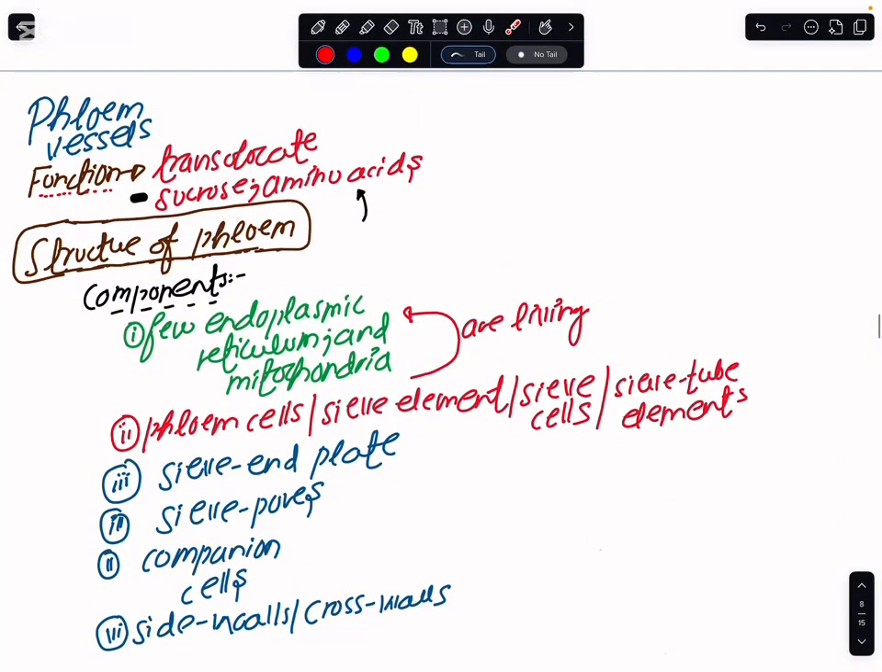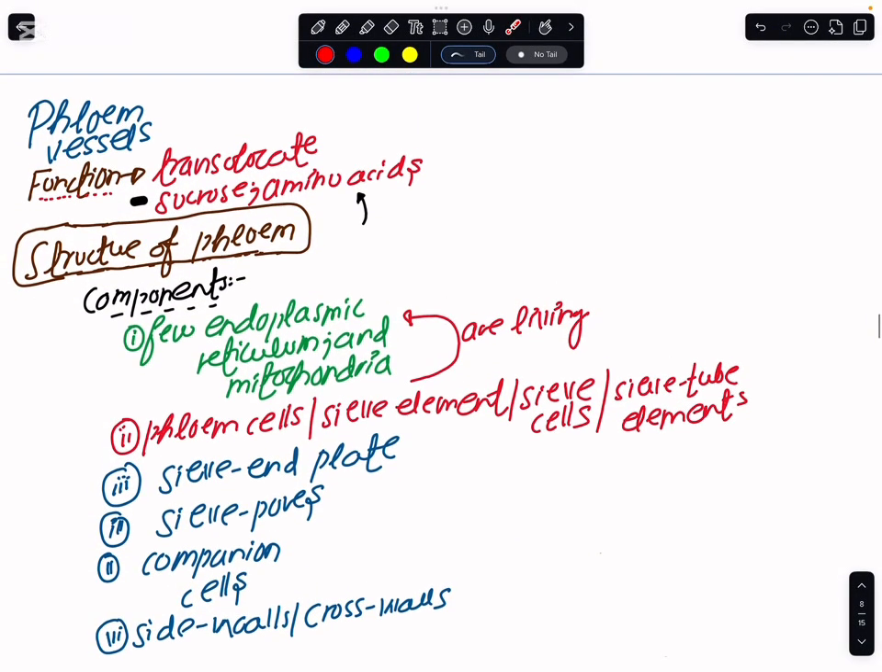Now moving onward, here we have to discuss the structure of the other vascular bundle that we have with us, and these are called the phloem vessels. The role of the phloem vessels is that they translocate what? The sucrose that we have with us and the amino acids that we have with us.